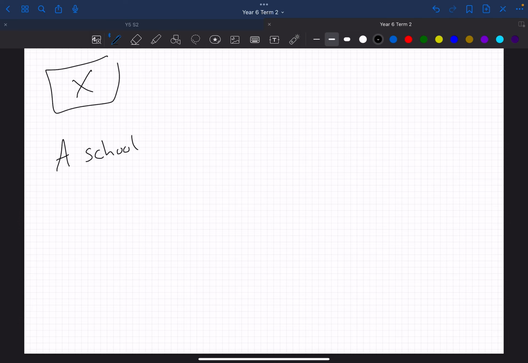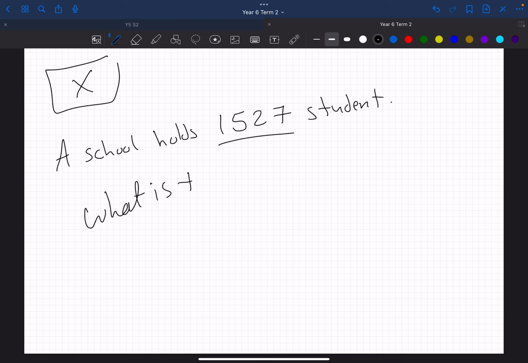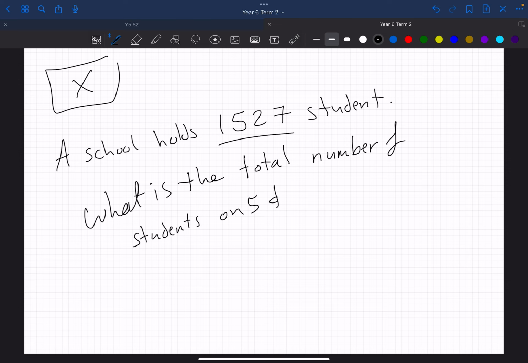A school holds 1,527 students. So in a school, we have a total of 1,527 students. The question is, what is the total number of students on 5 days? I forgot to mention something. A school holds 1,527 students per day, each day.